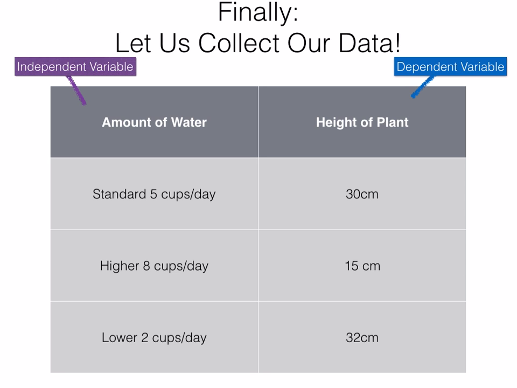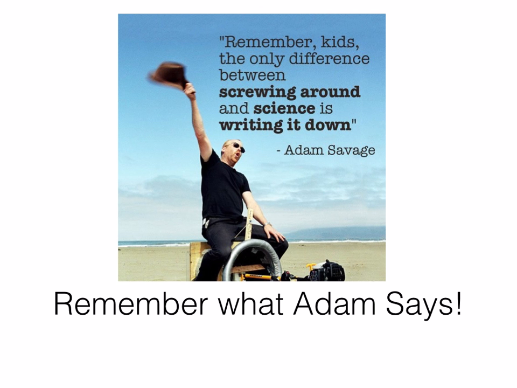And that's it. So from this, what we can see is that our lower 2 cups a day actually allowed the plant to grow higher, which is cool. So that gives us some further knowledge about our plant. It likes less water. Now this is key. Remember, the difference between screwing around and science is writing it down. So the more you write down, the more sciencey you are.